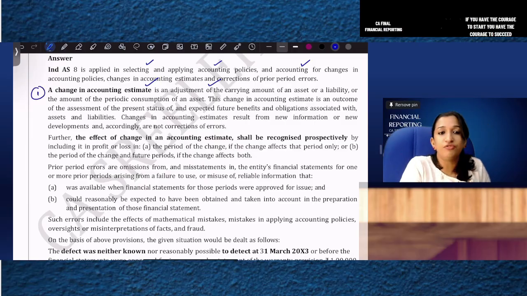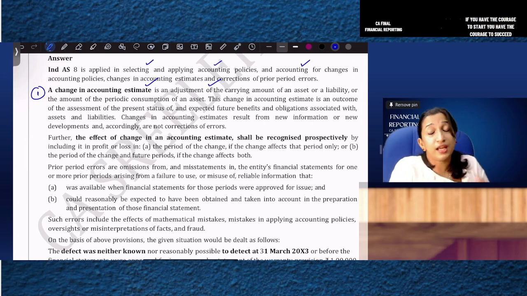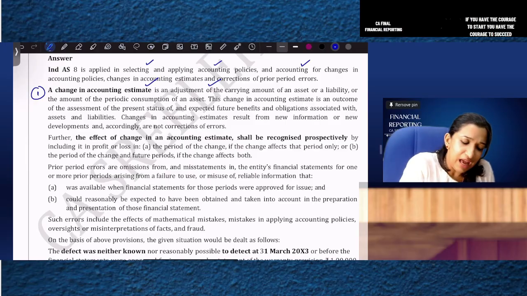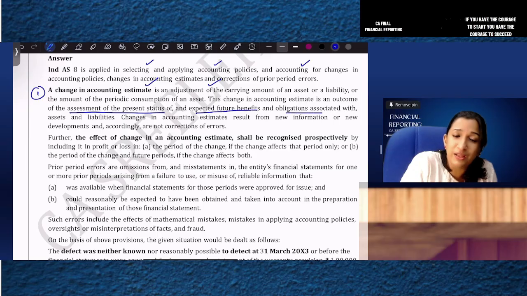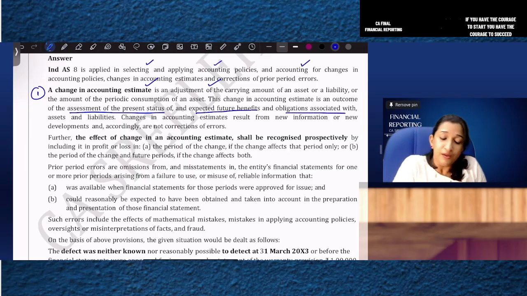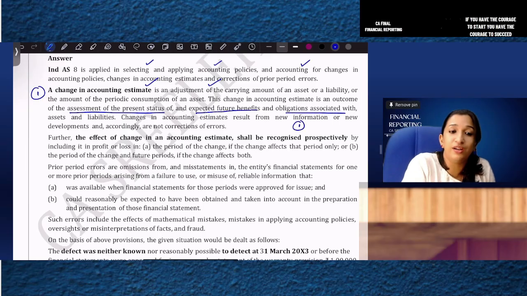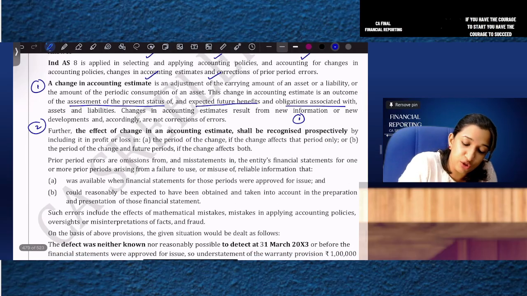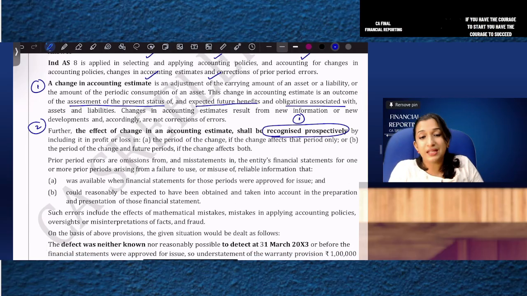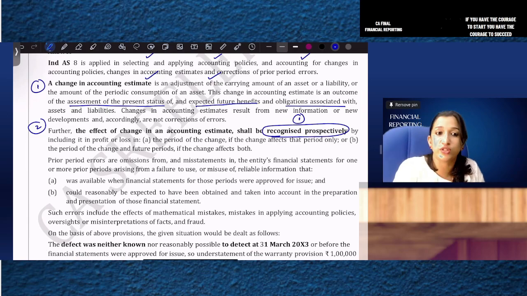Now write the meaning of change in accounting estimate. It's an adjustment of the carrying value of an asset or liability or the amount of periodic consumption of an asset. This change in accounting estimate is a result of assessment of the present status and expected future benefits and obligations associated with assets and liabilities. This is out of new information or developments and accordingly not a correction of errors. Accounting estimates are to be adjusted prospectively.